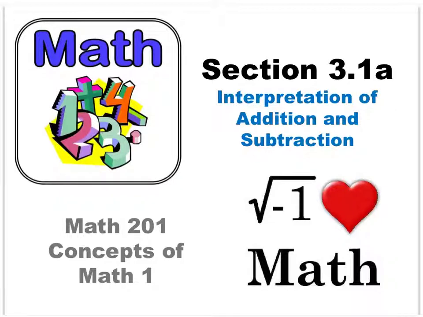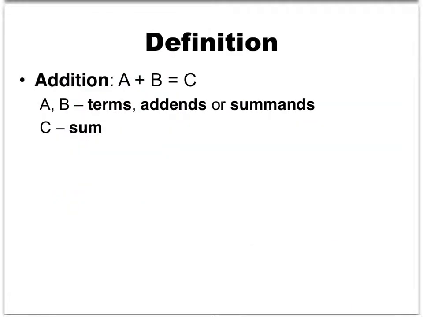Section 3.1, we're going to break up into two parts. Part A, we're going to talk about some basic terminology and notation and symbols and pictures that we use to talk about addition and subtraction. In part B of this section, we're going to talk more about those types of pictures in depth. So first of all, let's start off with some terminology and notation.